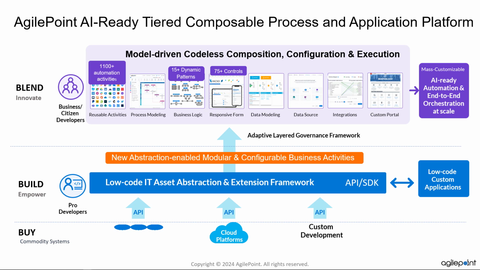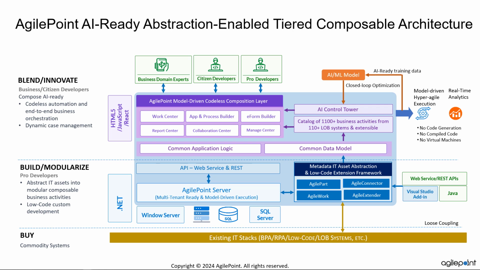So before I show you how this gets done, let's take a look at the high-level architecture of the AgilePoint platform. Taking a holistic view, there is an AgilePoint server which is multi-tenant ready and is running on top of SQL Server as AgilePoint's workflow database. Now bear in mind that an application database can be any number of existing databases. The platform itself uses .NET on the back end and is running on a Windows server. The entire functionality of the AgilePoint platform is exposed to the external world using a RESTful API, on top of which the Metadata IT Abstraction framework is sitting.